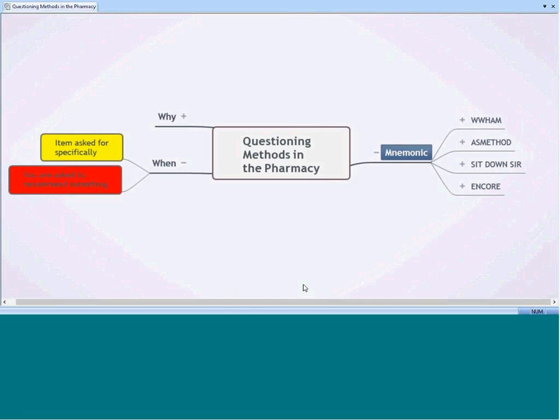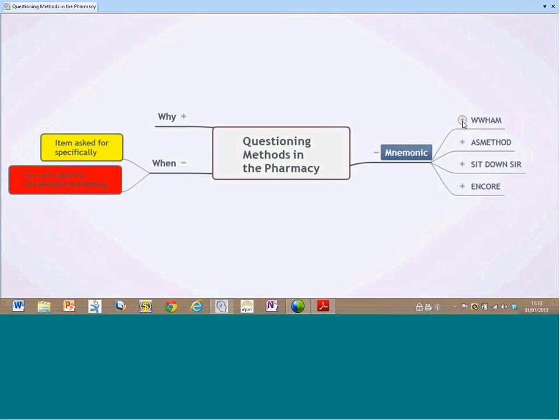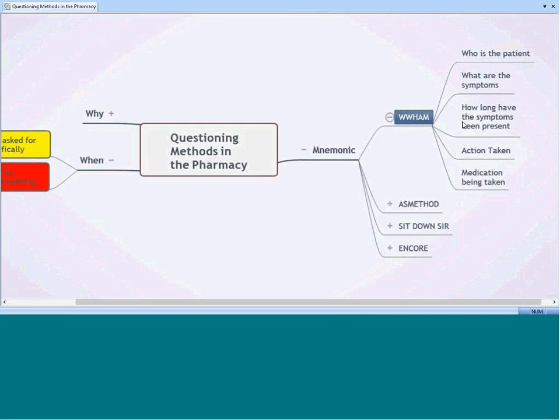There are different types of mnemonics around. A mnemonic is basically an easy way to remember something, and what these methods actually do is take the first letter of a particular prompt and provide you with information as to how to question a particular patient.